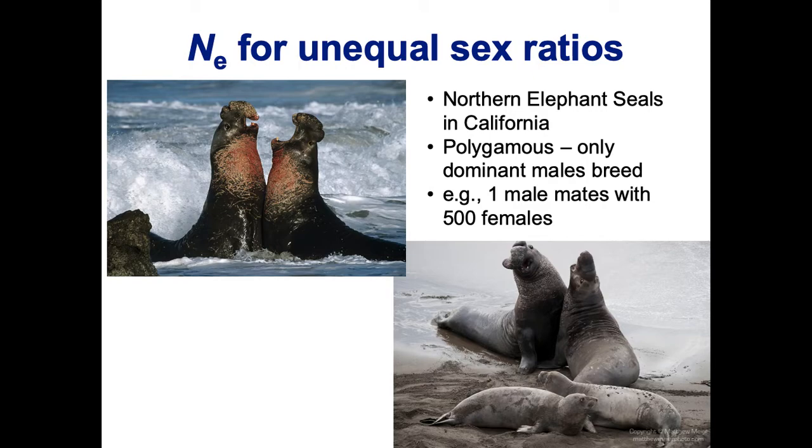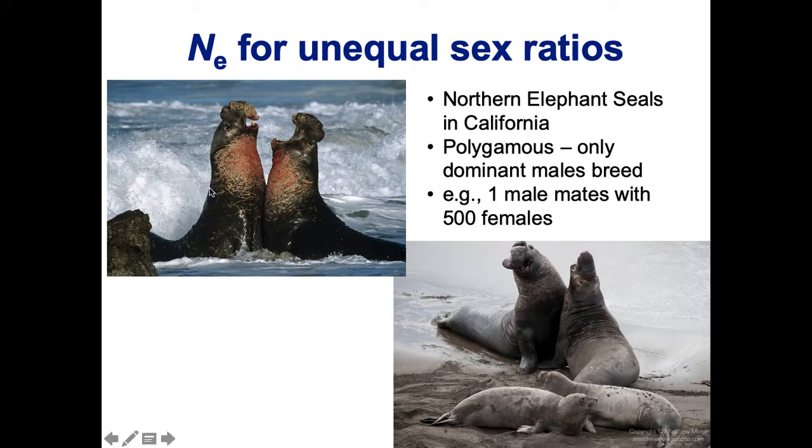So sometimes we get really unequal sex ratios. This is an extreme example. These are northern elephant seals that live in California. They're polygamous. Only the dominant males breed. And they fight with each other. You can see all the scars, all this red. This is where they're fighting with their teeth. And these are vicious battles. Sometimes they'll kill the other male. But only the most dominant male gets to breed.